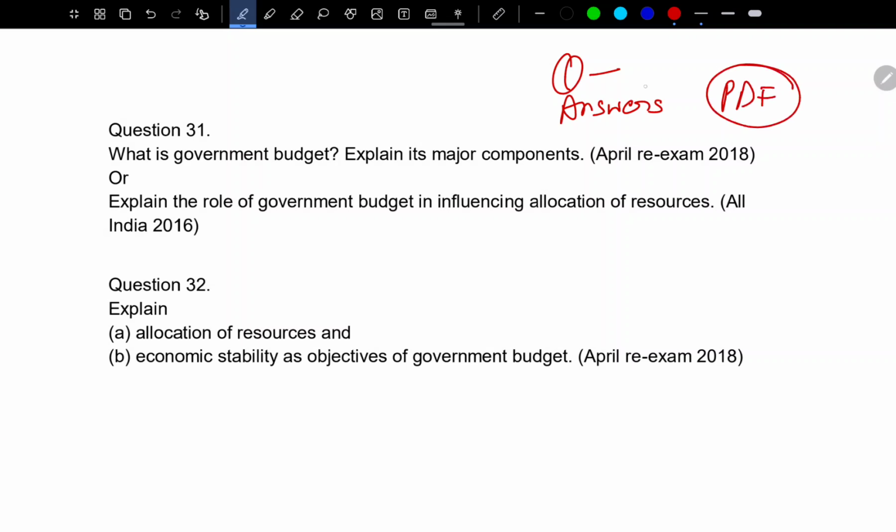So it will be really helpful in the examination, while you are revising. And also, if you are not able to get the answer to any of these questions, you will be able to match it with the PDF answers.